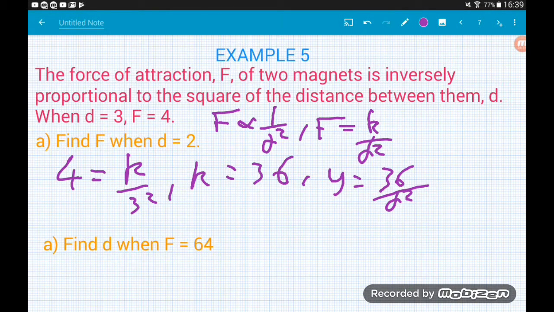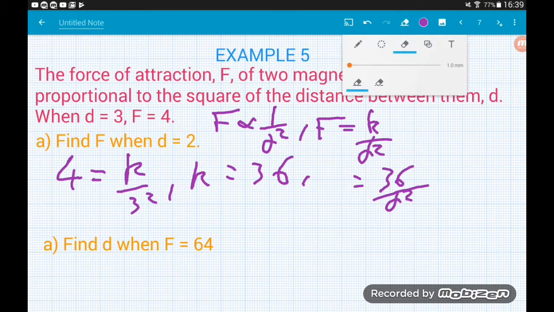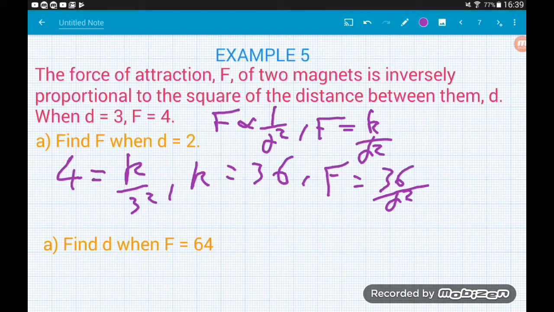Sorry, that Y there should be an F. So we get F equals 36 over D squared. Okay, so now we can do part A of the question. Find F when D is equal to 2. So we just substitute in D equals 2. We're going to get F equals 36 over 2 squared. 2 squared is 4. So we have 36 divided by 4, which gives us 9. So when D is 2, F is equal to 9.